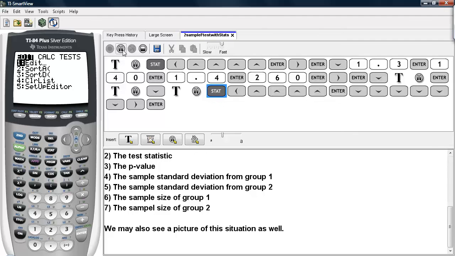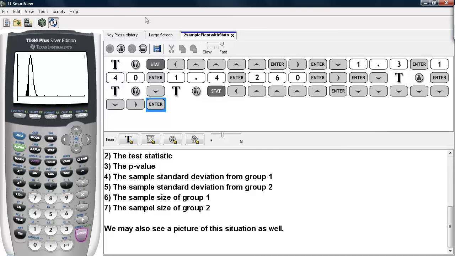So if we hit Stat, highlight Tests, and again return to 2-SampFTest, and then we just scroll down until we get to the Draw option here in the lower right corner. And here we can see a picture of the F distribution.